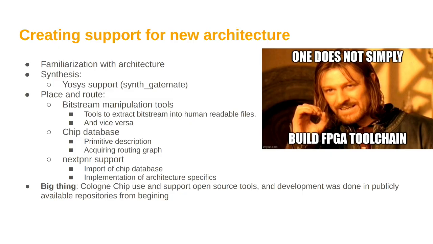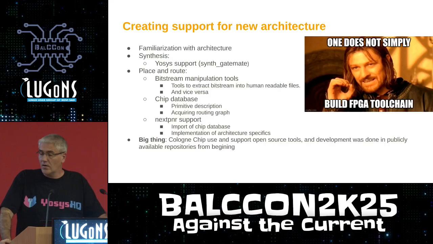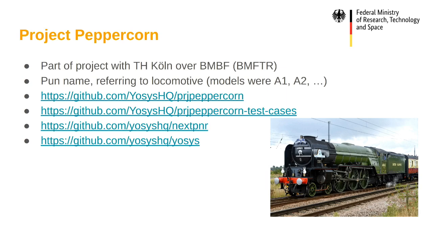The big good thing is that Cologne Chip is actually using, supporting and endorsing open source. So from the beginning of this project, we did everything in public. The project that we built for this is called Project Peppercorn, and it's funded by BMBF, the Federal Ministry of Research, Technology and Space in Germany. It's a pun name because the names are A1, A2, and that is exactly how the Peppercorn trains were called in the UK.